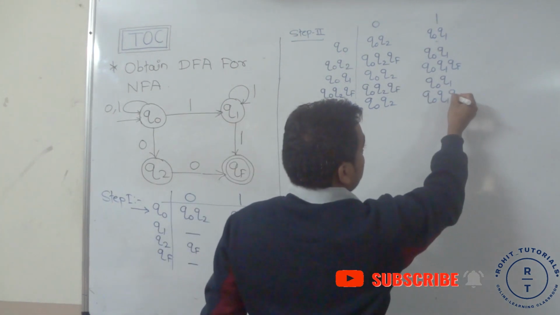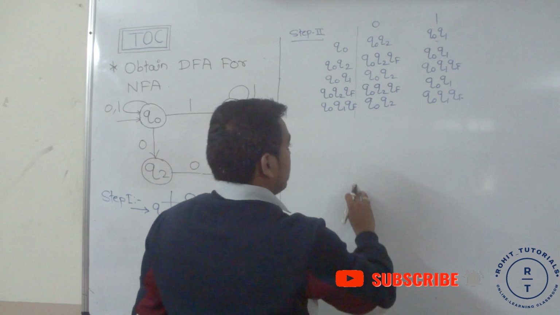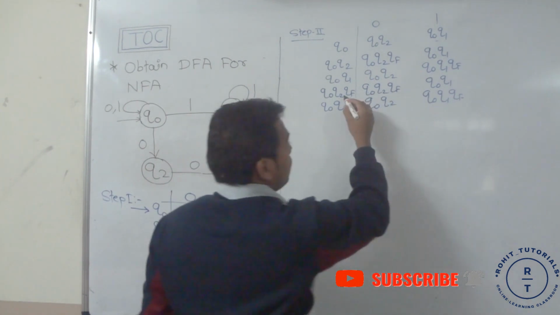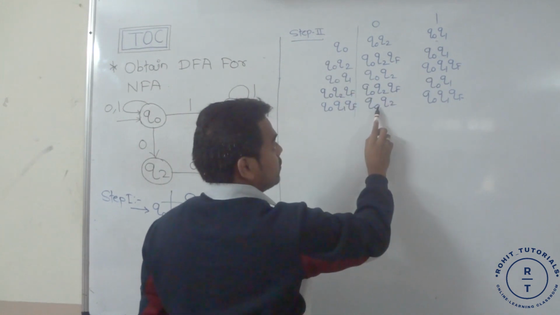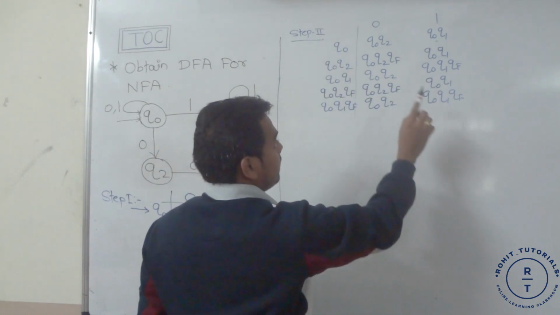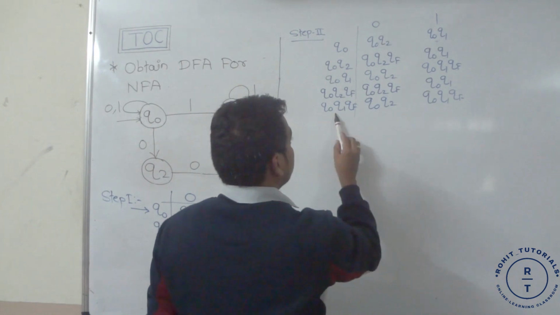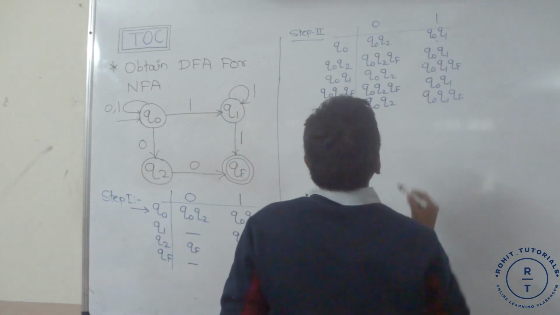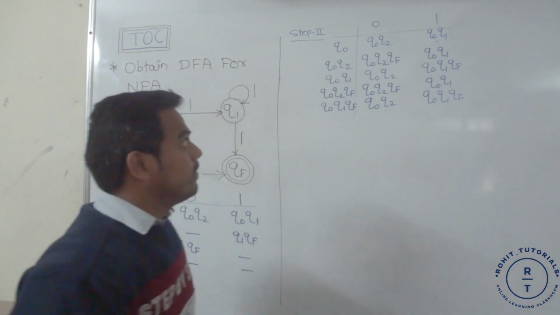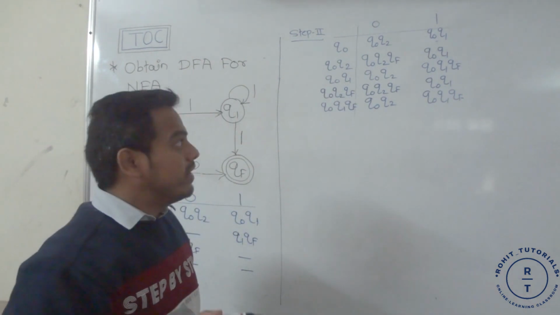Q0, Q1, Qf. Next is Q0, Q2, Qf, already taken. Q0, Q1, this state already taken. Q0, Q2, new state, already taken. Q0, Q1, Qf, already taken. So this is the state transition table for conversion of NFA to DFA.